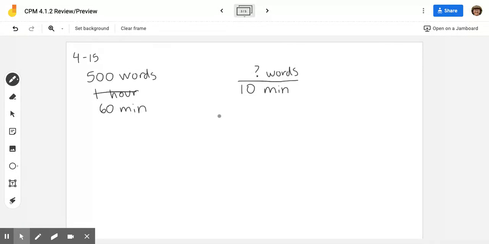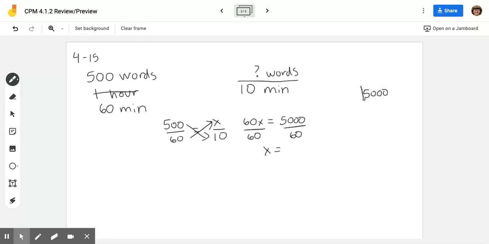Okay, so we're going to set this up as a proportion. So we're going to compare 500 to 60, and that's going to be equivalent to x over 10. So we just cross multiply. I get 60x equals 5,000. Divide both sides by 60. And I get x equals 5,000 over 60. And the question did say approximately.